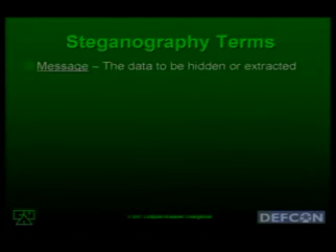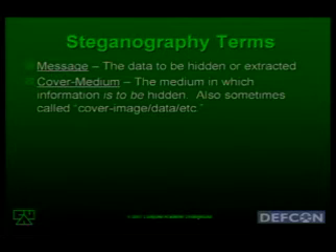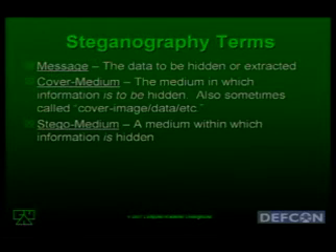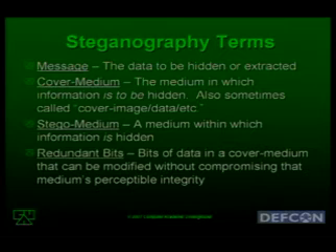So some terms I'm going to be using. When I say the word message, I'm essentially talking about the data that's going to be hidden or extracted. Cover medium is the medium in which data is going to be hidden. It's also sometimes referred to as the cover image, cover audio, whatever the type of cover medium is. Stego medium is a medium in which data is already hidden. And redundant bits are essentially bits of data in the cover medium that you can manipulate and modify that won't compromise the medium's perceptible integrity. Specifically with audio, that's things you can change to where the human ear will still hear the same audio, but it's digitally different.